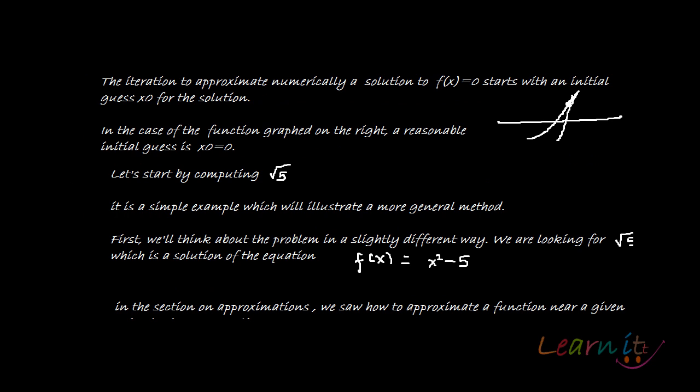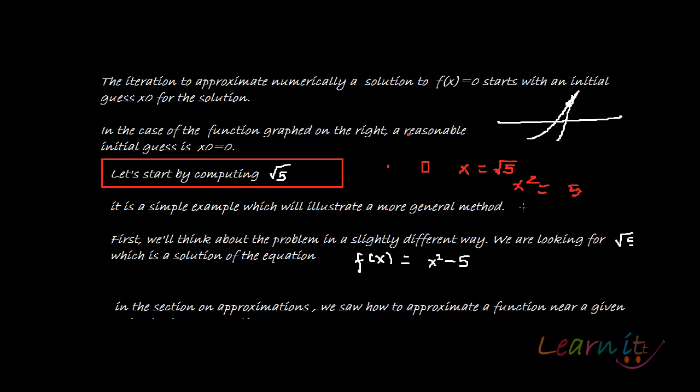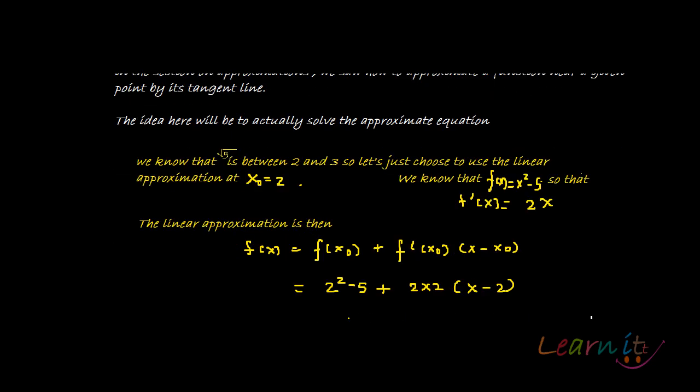Now let me take you through an example. The example that I want to take is finding root 5. Root 5 is also a root of the equation x² - 5. If x is root 5, then x² is 5, so x² - 5 = 0. So root 5 essentially solves the equation f(x) = x² - 5. In linear approximation we saw how to approximate a function near a given point by its tangent. That's the idea that we will be using here.